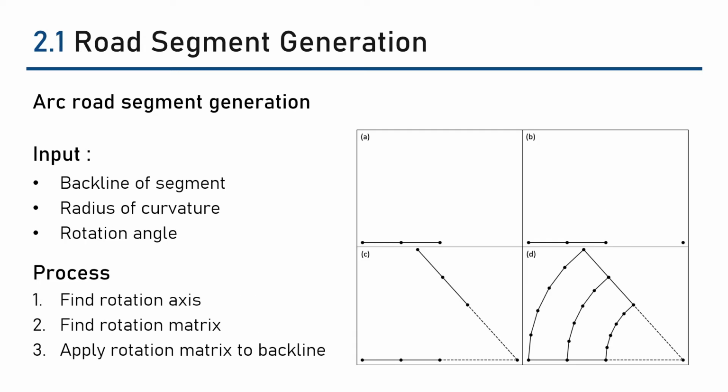Next is the arc road segment. Inputs are backline, radius of curvature, and rotation angle. Through these inputs, we can obtain the rotation axis and rotational matrix. Then, applying the rotational matrix to all internal points in the backline will create a new arc road segment.